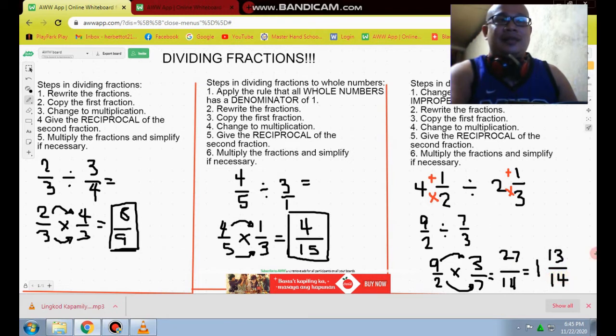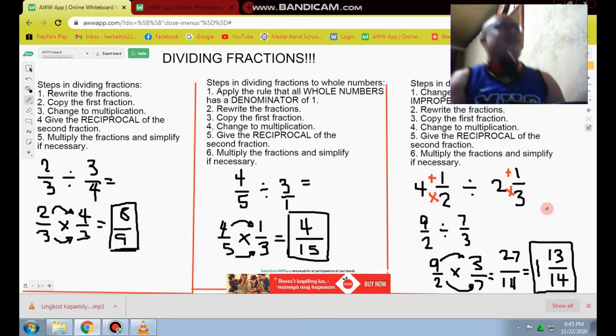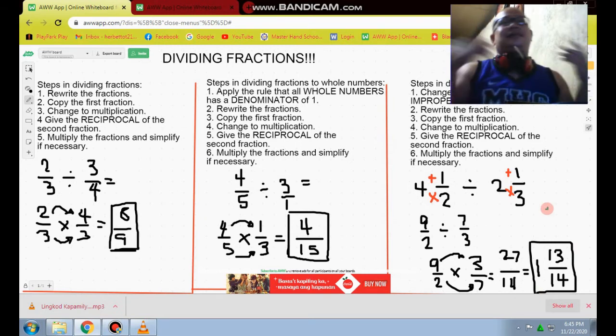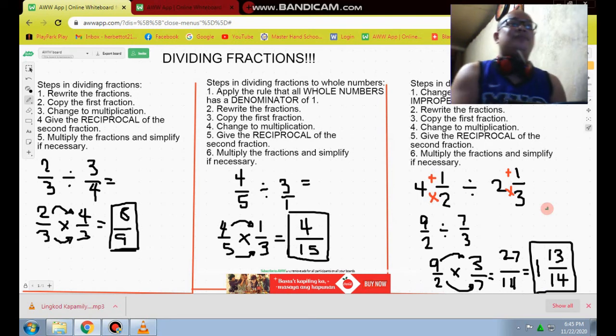Okay? So, sabi, simplify if necessary. So, tingnan natin if 13 over 14 ay merong common factor. So, I think wala. So, this is now the final answer. 1 and 13 over 14. Okay, class. So, that's how we divide fractions.